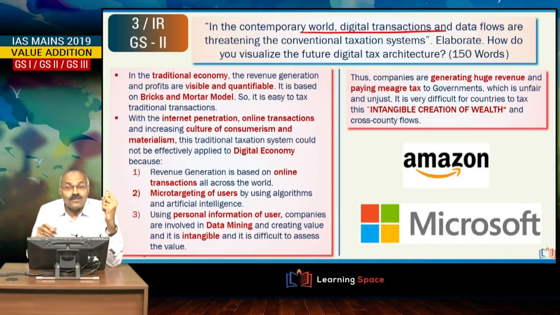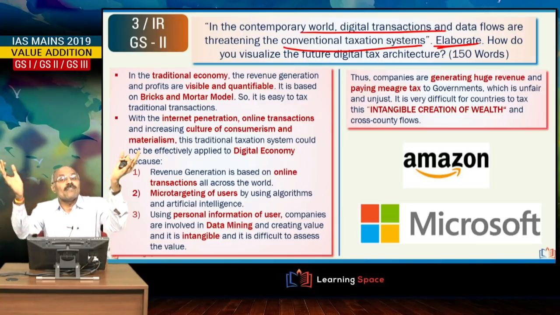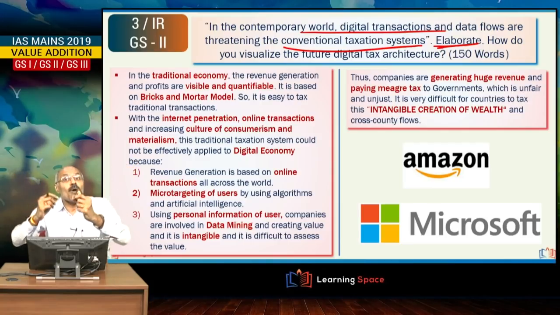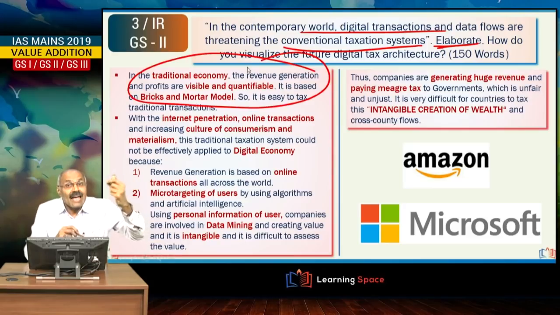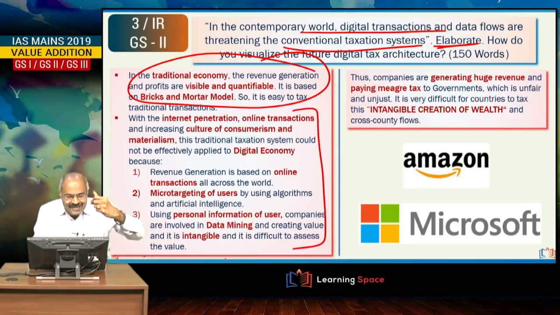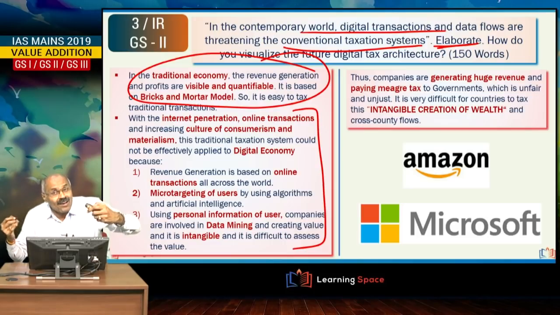In the contemporary world, digital transactions and data flows are threatening the conventional taxation system. Elaborate. When such elaborate is there, that means the statement is true. You have to support that statement with your viewpoint, by elaborating the discussion, right? So here, how taxation takes place in the traditional economy, and how it is complex when one looks at online transactions. So like that, you have to expand the answer, right?